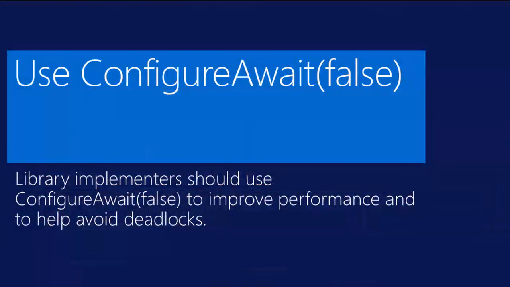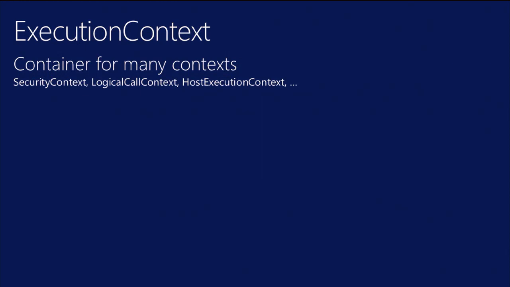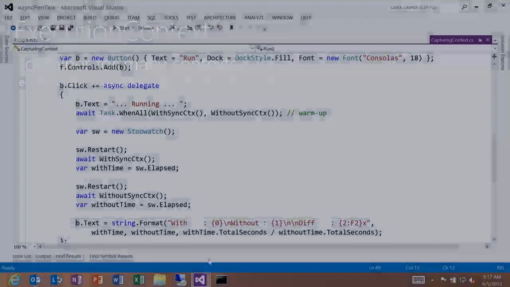And so if you're a library implementer, you should use ConfigureAwait(false) to let you improve performance and help avoid deadlocks, right? In the user code, if they're going to actually go and block on your method, you don't want to screw them over, right? So actually, before we go on, I do want to just prove that this does work.